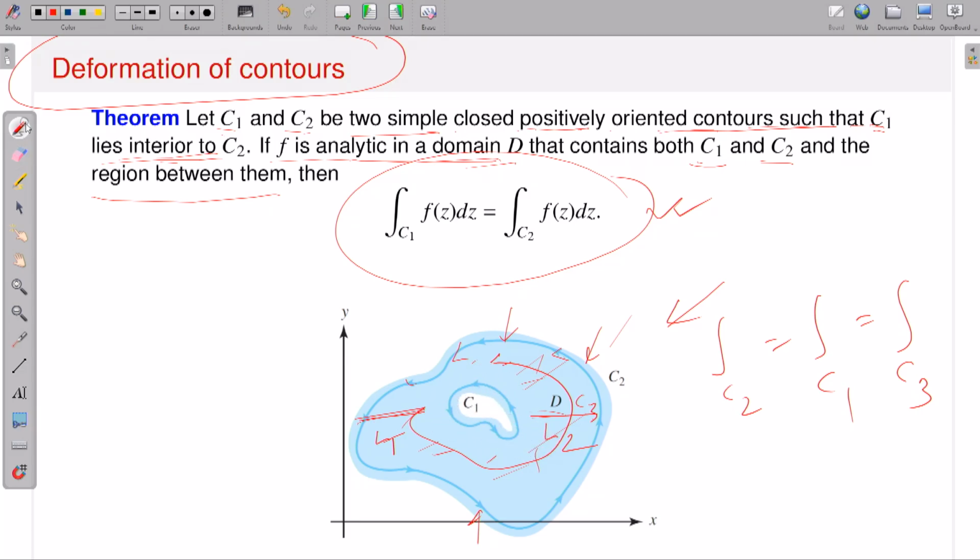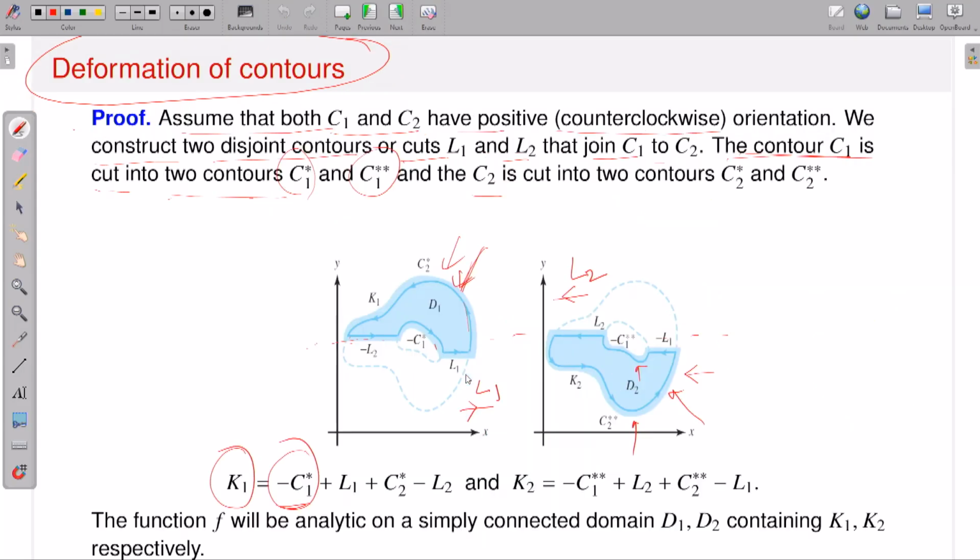So I have a cut here, I have a cut here. C1 is in the anti-clockwise direction. So this is the portion C1 star and this is the portion C1 double star. Since C1 is positively oriented, C1 star will also be positively oriented. But then what is minus of C1 star? This should be the opposite direction, that means negatively oriented, the clockwise direction. So C1 star is anti-clockwise, minus C1 star is clockwise, and that's exactly this.